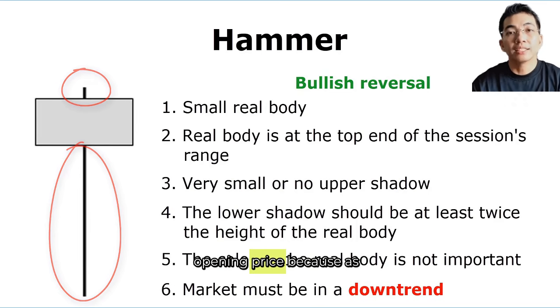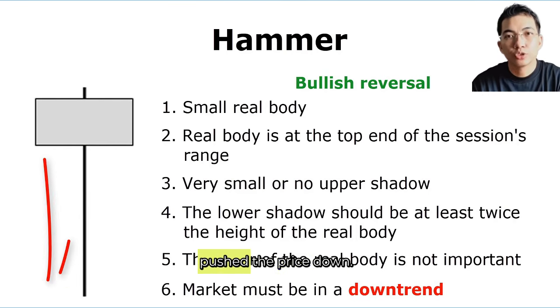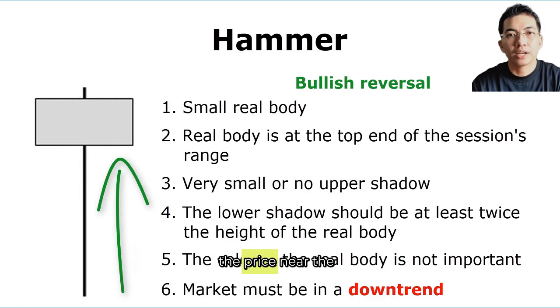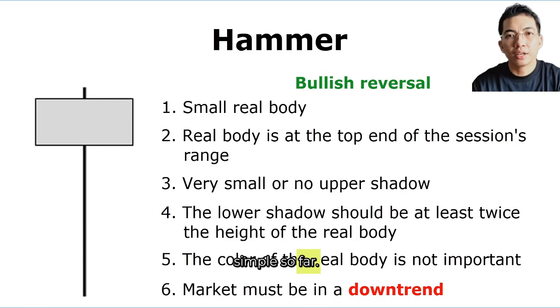So the small upper shadow and the long lower shadow are saying that there hasn't been much action above the opening price, because as soon as the session started, the bears were in control and immediately pushed the price down. Before the end of the session, the bulls managed to push the price back near the opening price, recovering all the loss that they had during the session. So it is very simple so far. Sellers had control at the beginning of the session, buyers managed to push the price back by the end of the session.